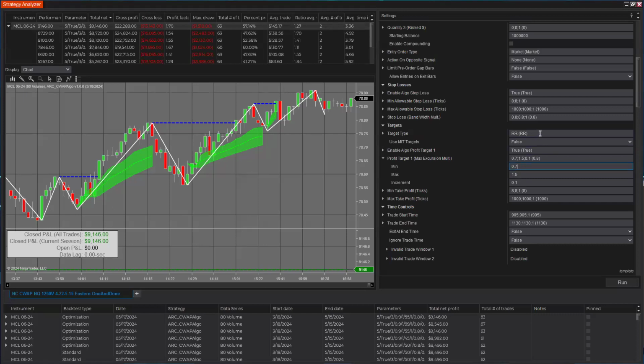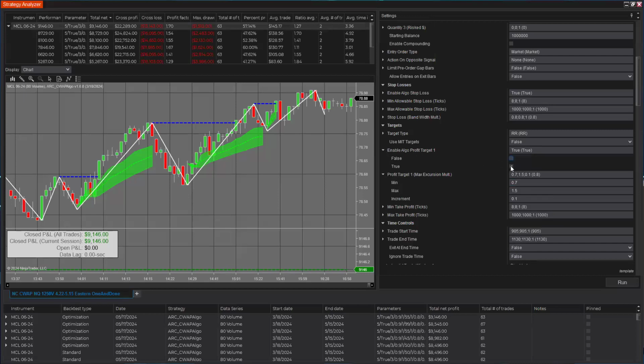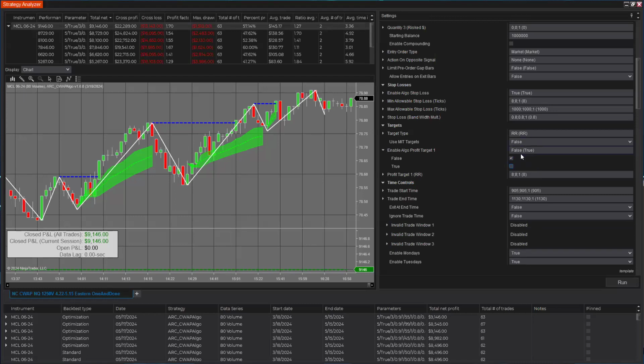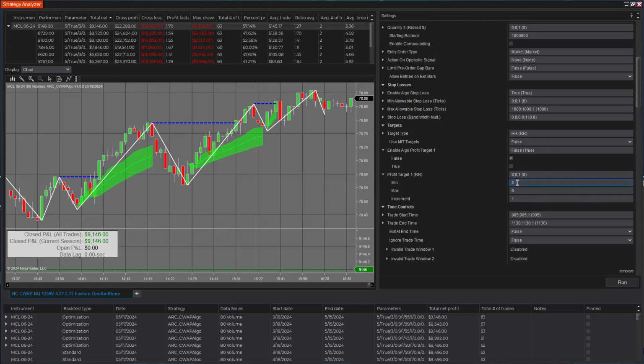The other thing I want to do is go by risk reward as well to see what that looks like. So what I'm going to do is disable the algo for the profit target. And I'm going to go to profit target risk reward. I'm going to go anywhere from 0.8 to 1.5, and I'm going to go by 0.1.